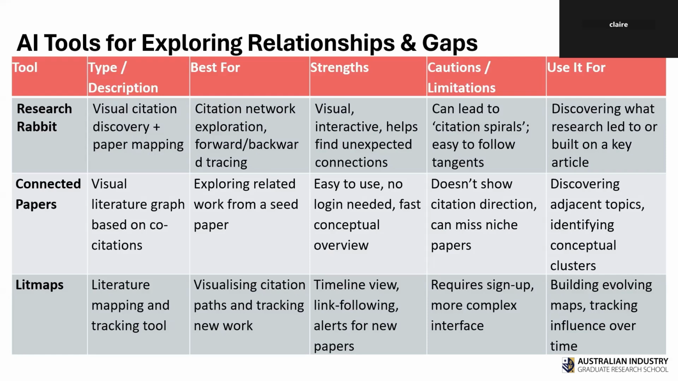Litmaps is another one. The free version is not particularly extensive, so if you're interested in using this, it would very much be the paid version. It has a more complex interface. It's really good if we want to build an evolving, dynamic map of research over time. But I think that Research Rabbit and Connected Papers are probably more user-friendly.